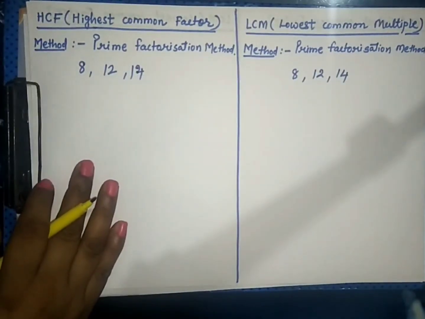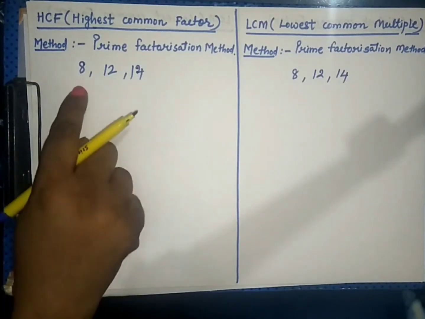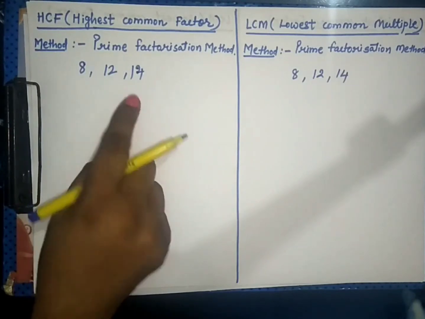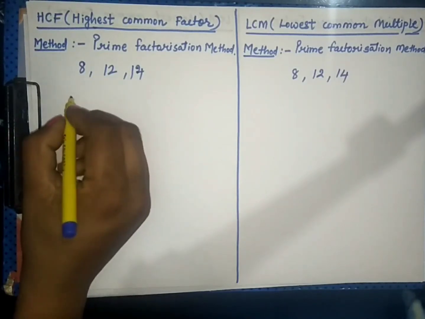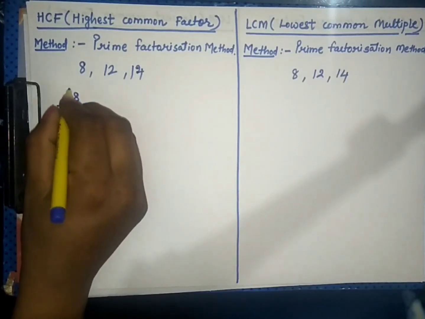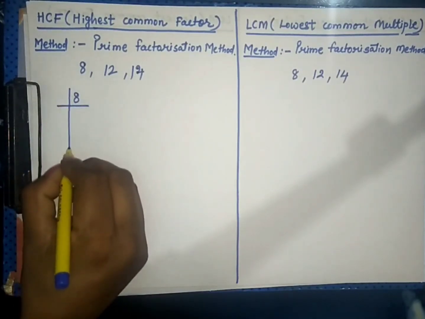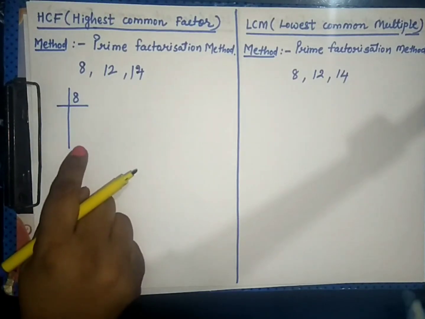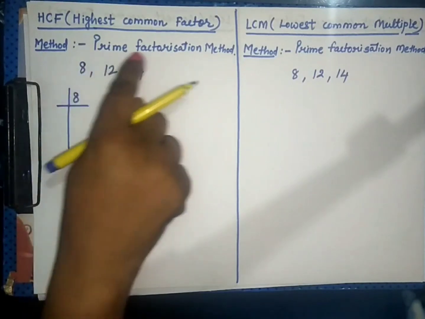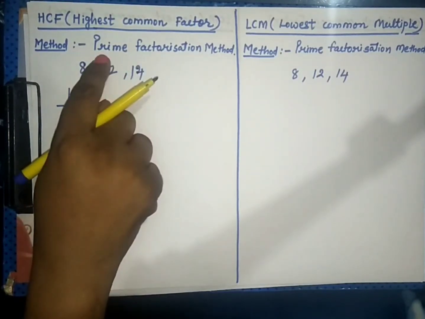Here I am taking the same numbers to find the HCF and LCM, that is 8, 12 and 14. Now let's start with step 1. According to step 1, we have to individually divide these three numbers using the division method. In the division method, we will write the numbers individually. Let's take the first number 8. We will use the prime factors to divide this number, right?